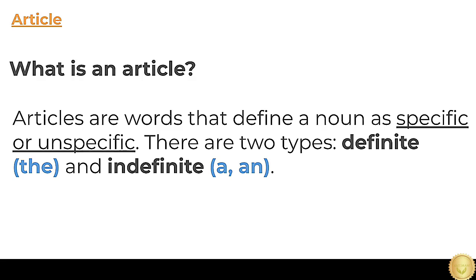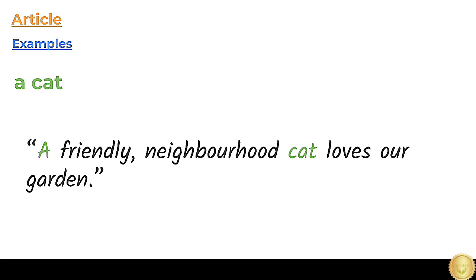But there we go. So we've got 2 different categories. Let's see them in action here. So a cat, for example. We can say something like, a friendly neighbourhood cat loves our garden. So we don't know this cat. It's not our cat. It's a general cat, maybe of the neighbourhood. So a cat is fine. If we were to know it, maybe know its name, we could say the cat. Or if it was our cat, of course, we could say the cat. But it's quite general here. And we've got some nice adjectives to describe the cats as well.